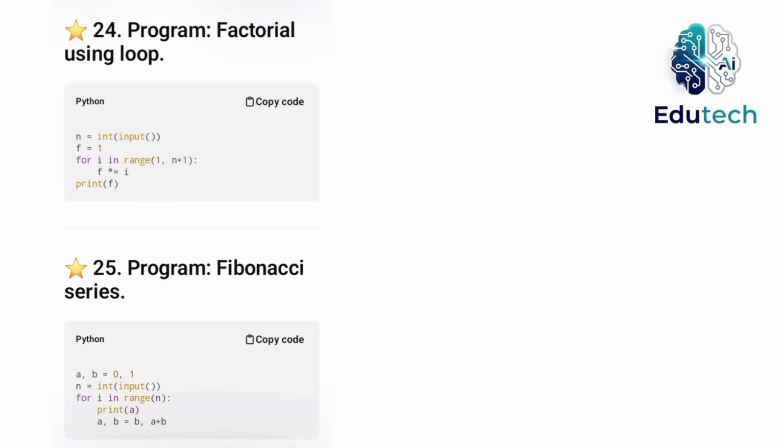Factorial using loop. n = int(input()), f = 1. for i in range(1, n+1): f *= i, print(f). Fibonacci series: a, b = 0, 1. n = int(input()). for i in range(n): print(a), a, b = b, a + b.